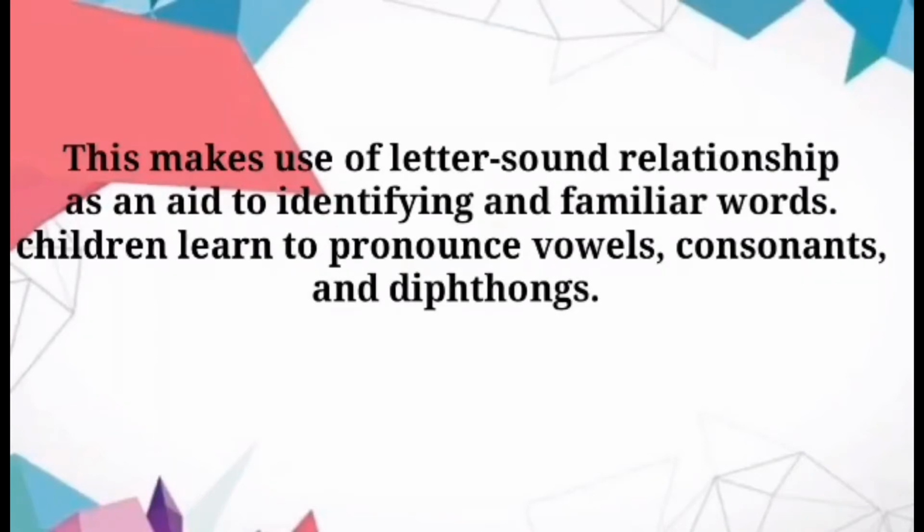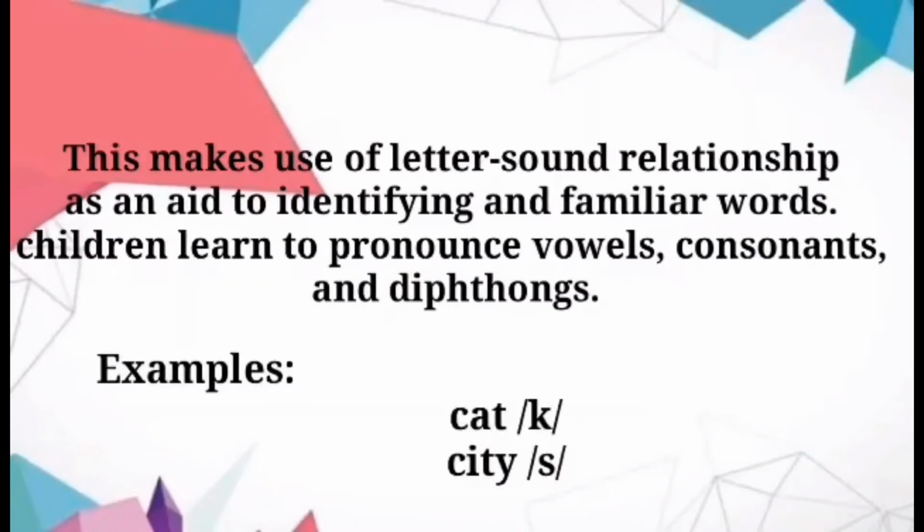Children learn to pronounce vowels, consonants, and diphthongs. For example, cat, where the letter C is pronounced and read similar to the letter K. City, where the letter C is pronounced and read similar to the letter S.